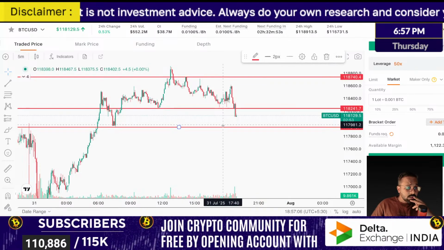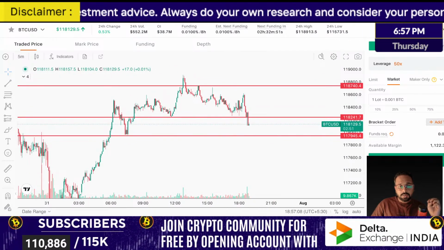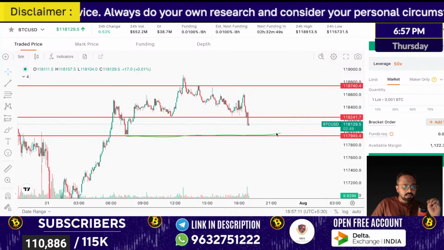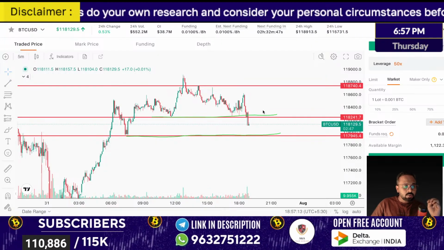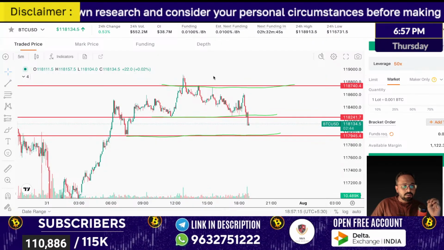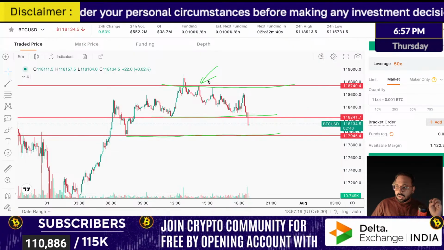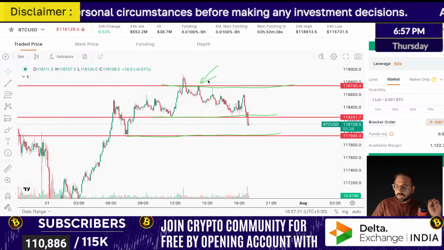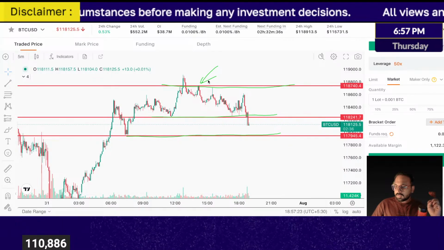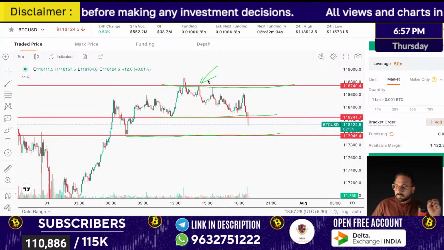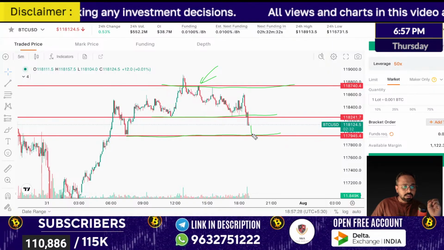All right, this is a BTC chart, 5 minutes time frame. Now on this chart, I marked this zone, and this zone. The zone I marked because this is an important resistance area. I am in sell side from 1,18,600.